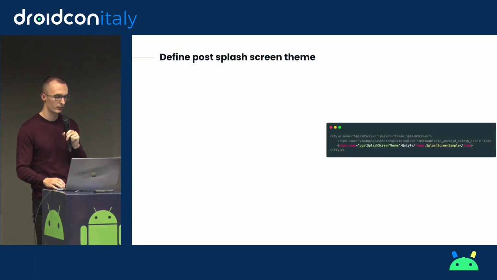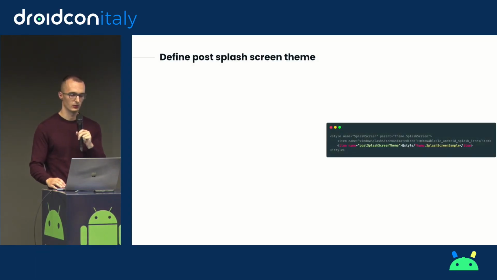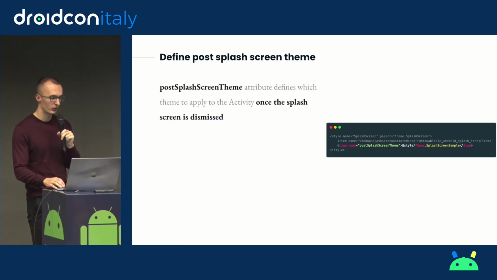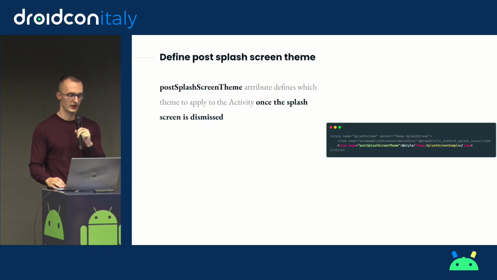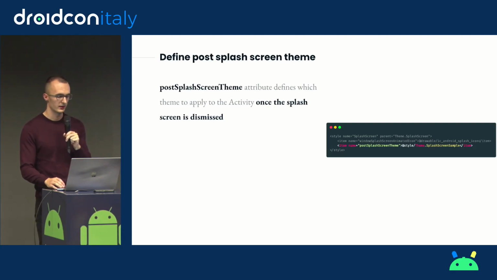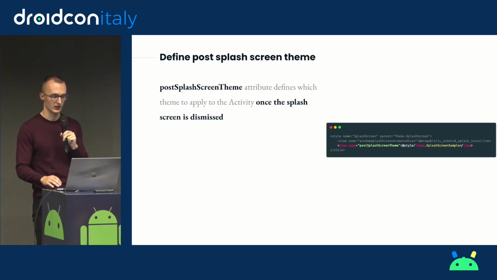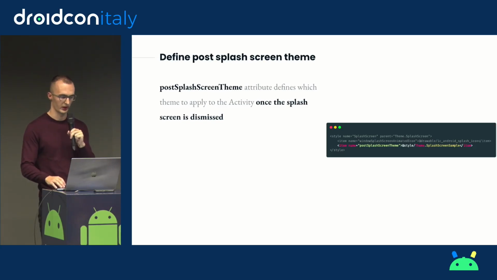Next, we need to define post splash screen theme. So the theme that we want to use after the splash screen is dismissed. To define post splash screen theme, we use postSplashScreenTheme attribute, which defines which theme is going to be applied to the activity once the splash screen is dismissed. So here I'm using simply an application theme that was added by default when I created a new project.